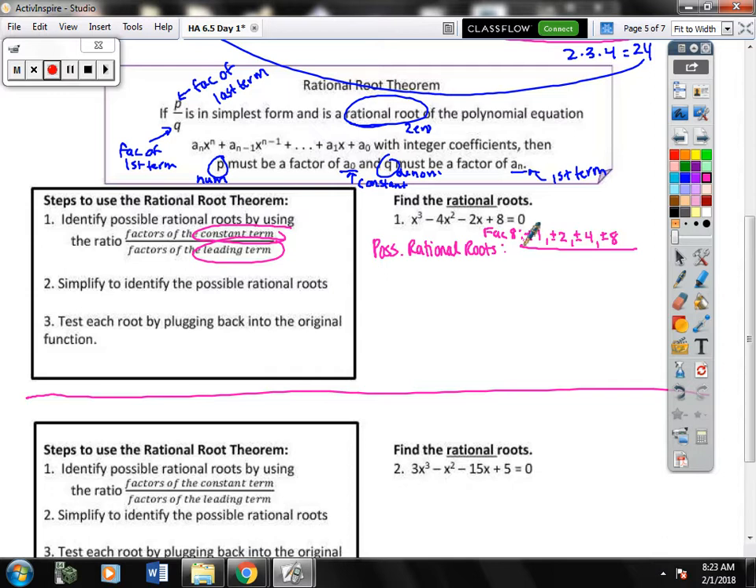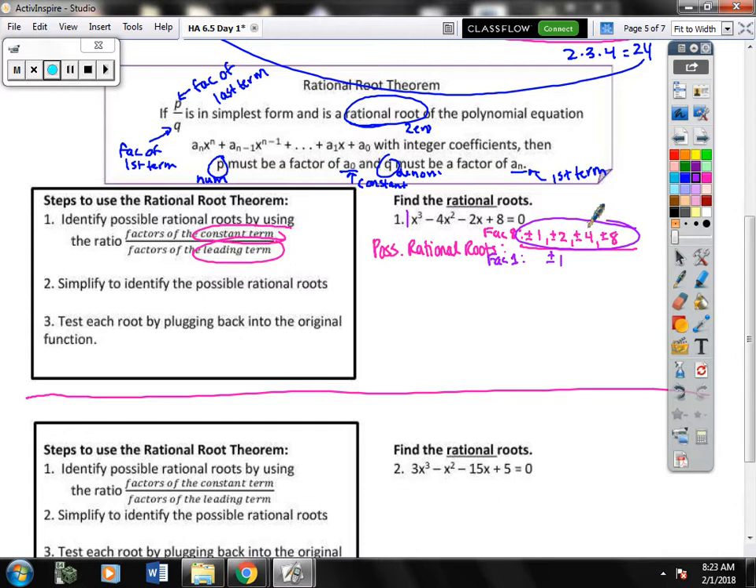That's my last term. In the denominator, I'm doing factors of the leading term, which is just 1. Which would be just plus or minus 1. And then technically, you would divide each of these by the denominators, but when you divide by 1, it doesn't change. So the possible rational roots are 1, 2, 4, and 8, positive and negative on all of them.